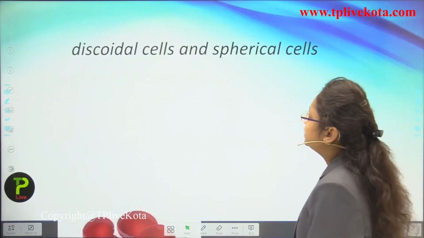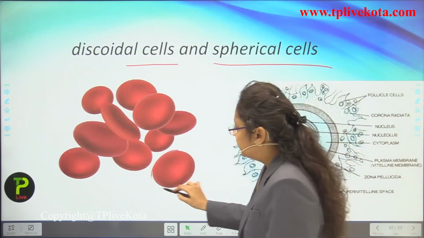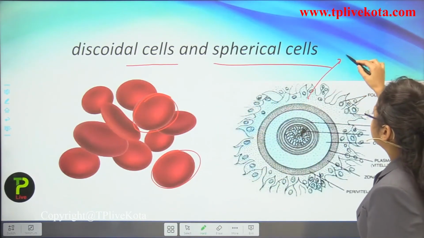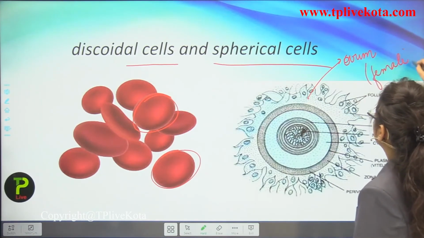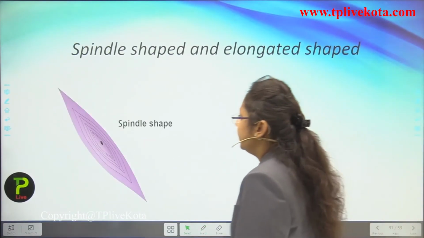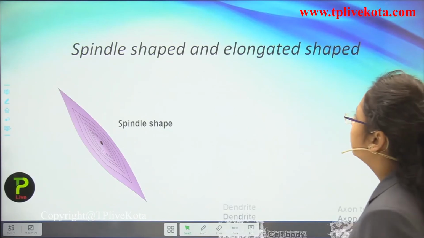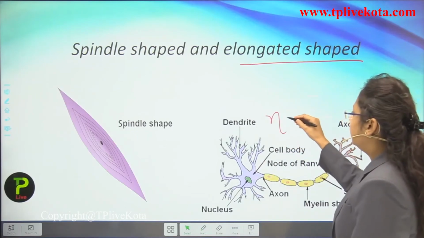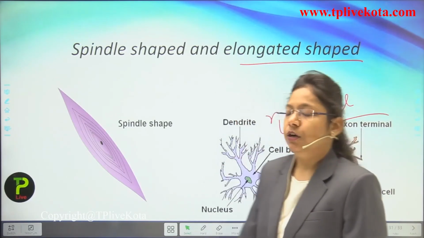Now next is discoidal cells and spherical cells. You can see here, these are disc-like, they are discoidal in shape, and they are spherical. This is the ovum, which is present only in females. So they are spherical in shape. Next is spindle shaped and elongated shape. As I told you, this is a spindle shape which is present in the muscular cells, and next is the elongated shape. This is the nerve cell, which is the largest cell of a human body.